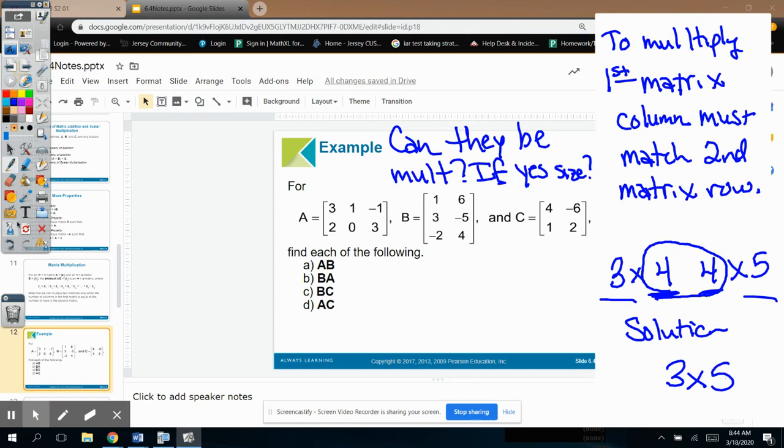So interestingly enough, a 3 by 4 cannot be multiplied with another 3 by 4. Even though those are the same size, we can add them. Those do not match, so you cannot multiply them. So that's what we're going to do here. We're going to look at some of this.